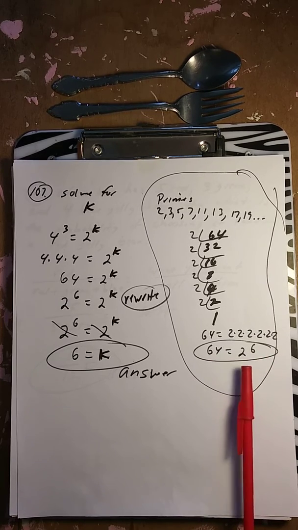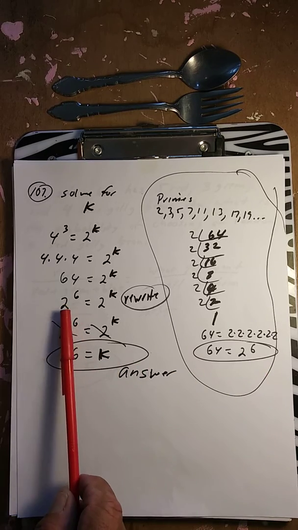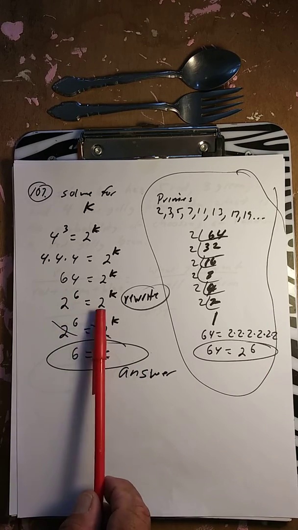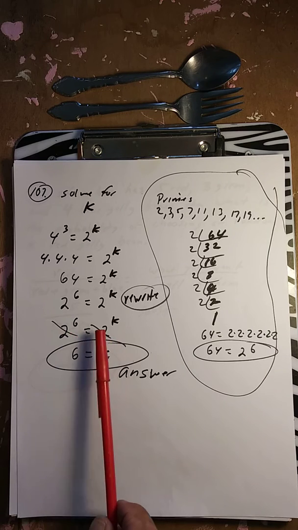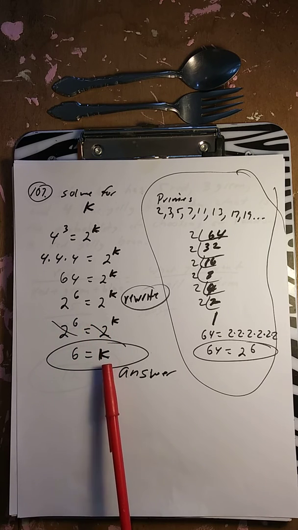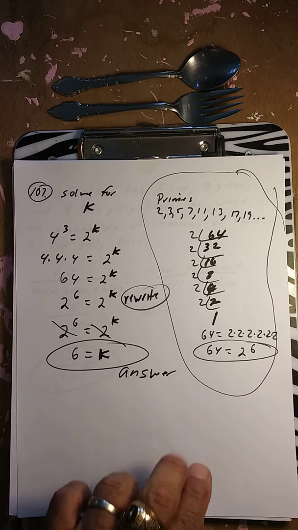Now we're going to go ahead and replace it. We have 2 to the 6, which is 64, equals 2 to the k. Notice that 2 and 2 are the same. The base is the same, so we cancel those out. What's left over is 6 has to equal to what? K.